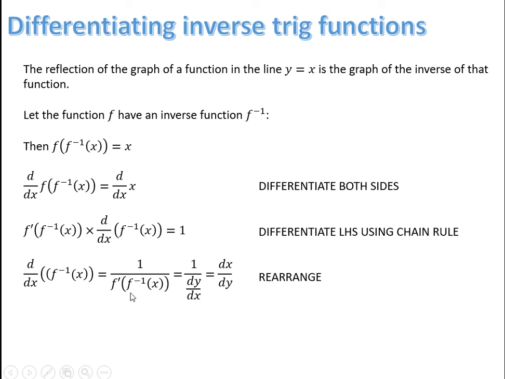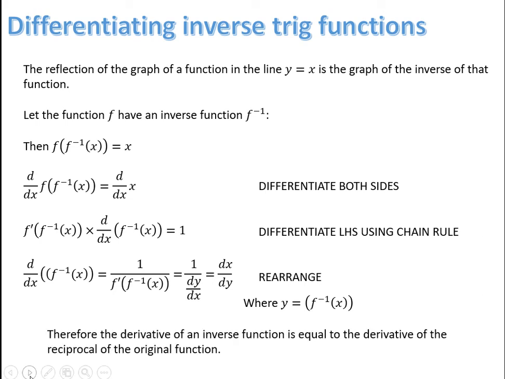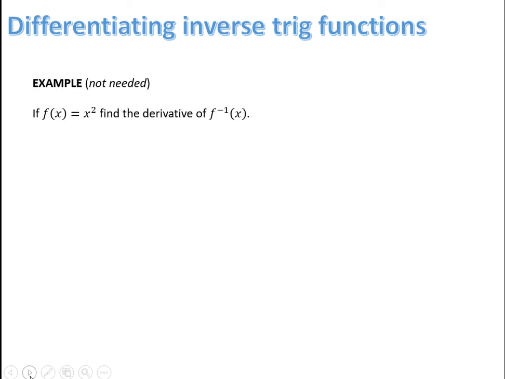The derivative of the inverse of a function is just dy by dx. In which case we can rewrite that: 1 over dy by dx is equal to dx by dy, where y is the inverse function of x. As I say, that is quite confusing. I wouldn't spend too much time stressing about it, but go through it a couple of times if you want to, and it will hopefully make sense. Therefore, the derivative of an inverse function is equal to the reciprocal of the derivative of the original function. So we're just going to confuse you even more.